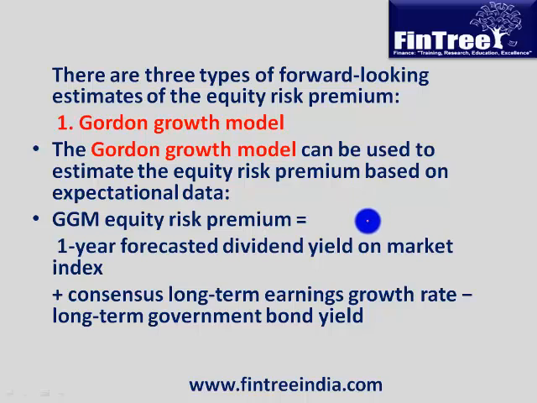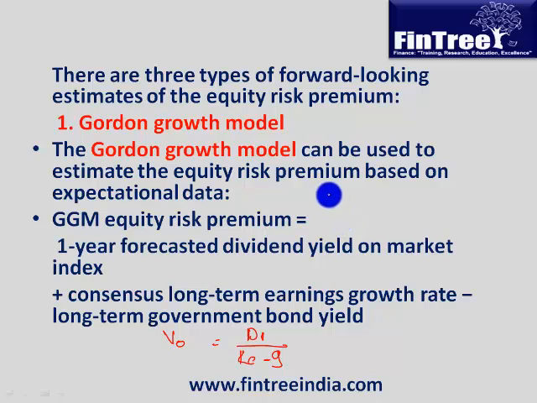Now I'll simplify this formula for you. Are you done writing? See this carefully now. Value of a stock at time 0 is equal to D1 divided by KE minus G. Correct? This is the formula for the Gordon growth model.